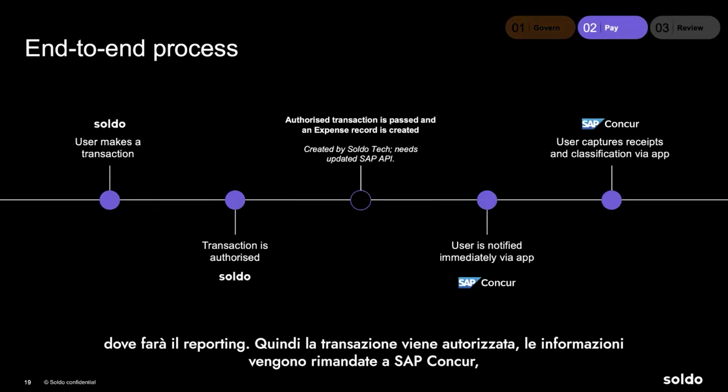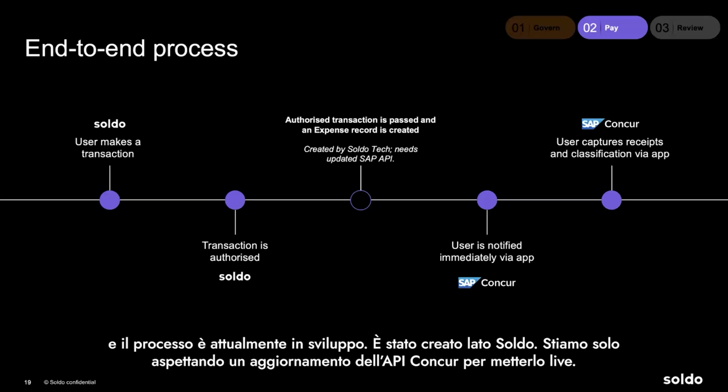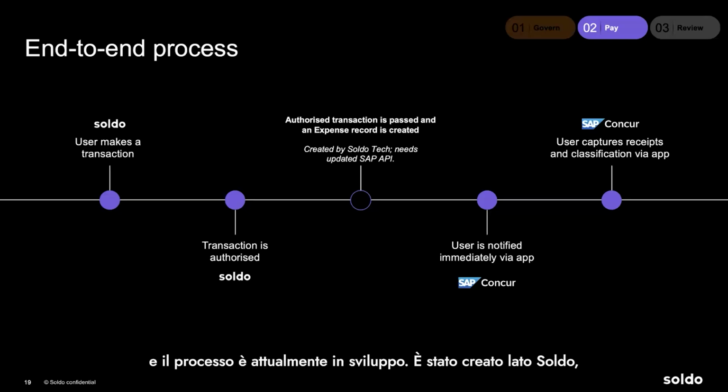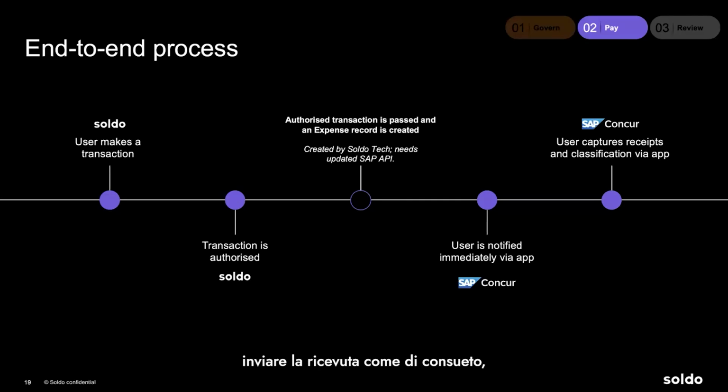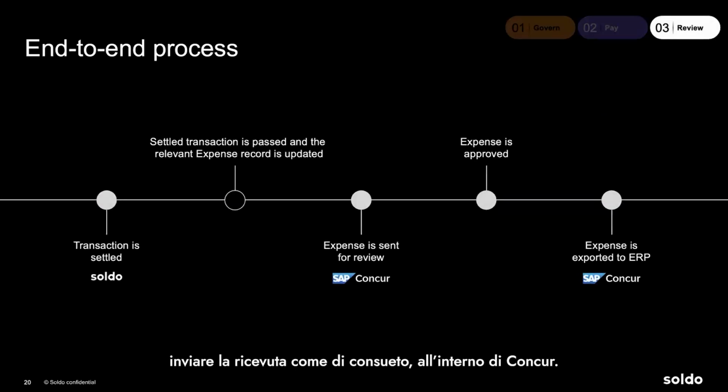So the transaction is authorized, and the information is passed back to SAP Concur, a process that is in development at the moment. It's been created on the Soldo side. We're just waiting for an update to the Concur API to have that be live. And then the user gets notified in the Concur application that the expense has been conducted. They add the receipt, and then they can submit the receipt as per usual within Concur.